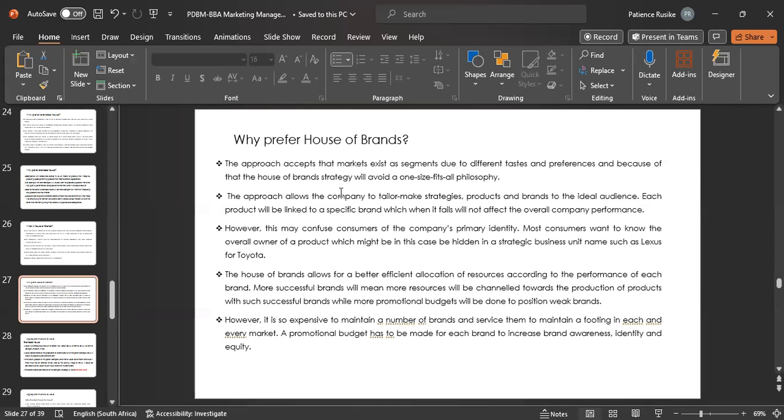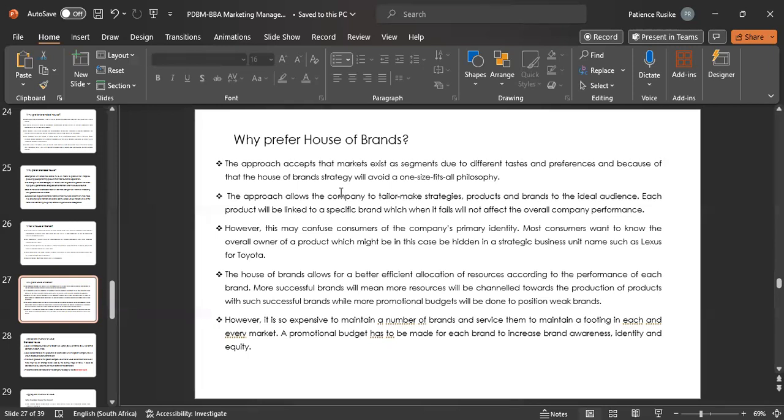So each product will be linked to a specific brand, which means if one product fails, if Dove fails, it cannot affect Lifebuoy. If the reputation of the brand Dove is damaged, it cannot have any effect on Lifebuoy or Sunlight. So that's a good advantage of that, right?